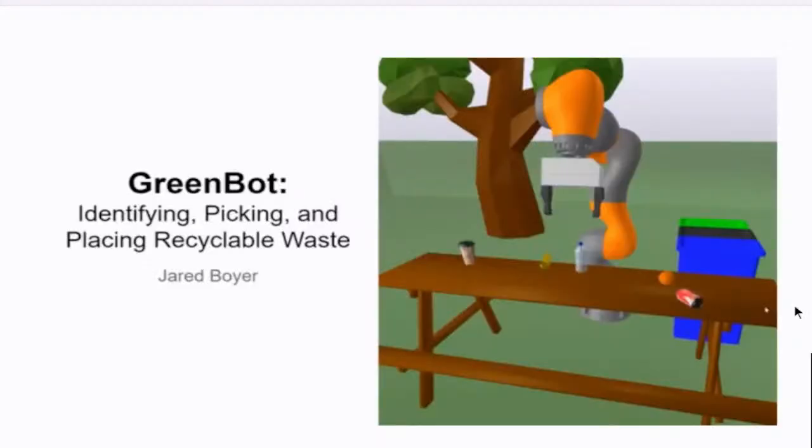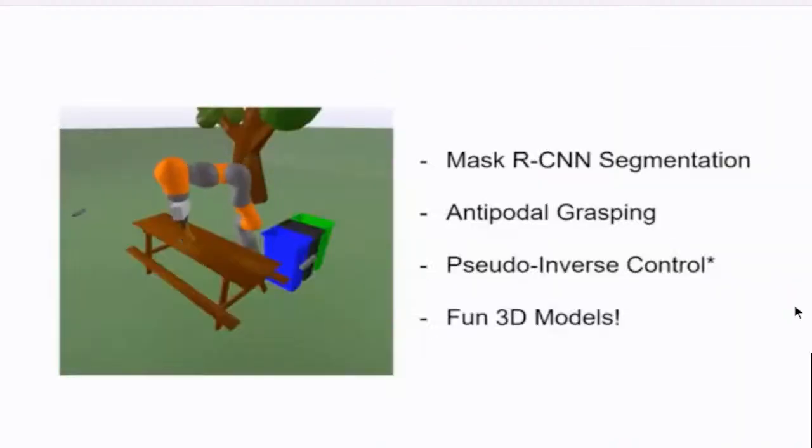All right. I'm going to talk to you about my final project, which is called GreenBot. It's a manipulation system capable of identifying, picking, and placing recyclable waste. So how exactly does it work? It uses a custom-trained Mask RCNN model for object segmentation. Given a labeled and segmented point cloud, it can find a near-optimal antipodal grasp for this object.